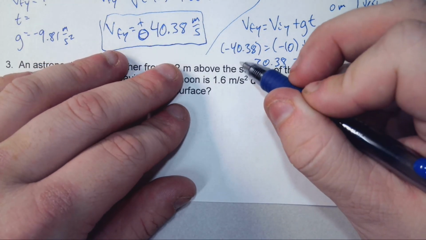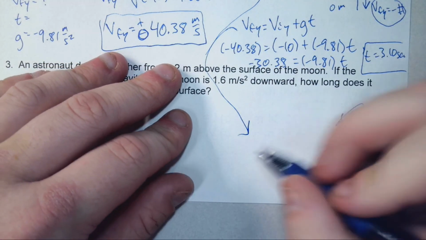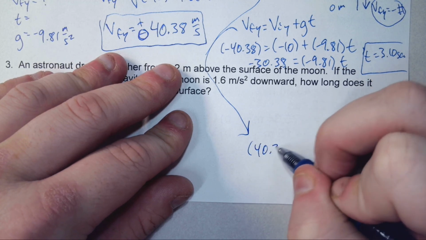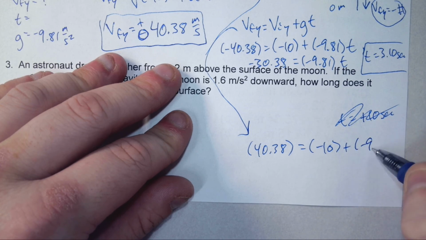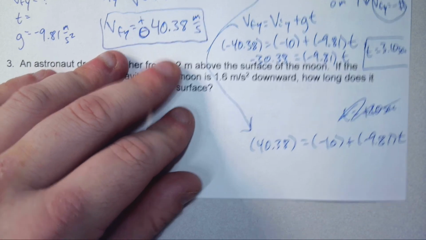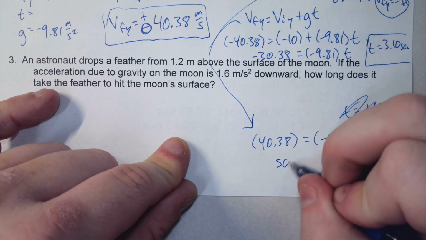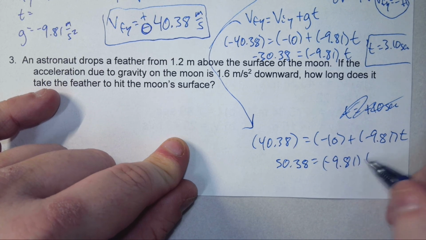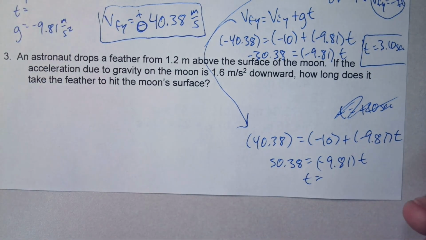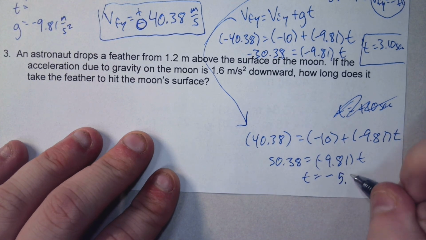Hypothetically, I know we're not looking at this problem, let's take this equation and redo it. But let's show you what would happen if you accidentally put 40.38 there. There's negative 10, there's negative 9.81, and there's time. If I added 10 over, I would get 50.38 equals negative 9.81 times time. Let me do the calculation real quick. 50.38 divided by 9.81. 5.14, yeah. So it comes out as negative 5.14.